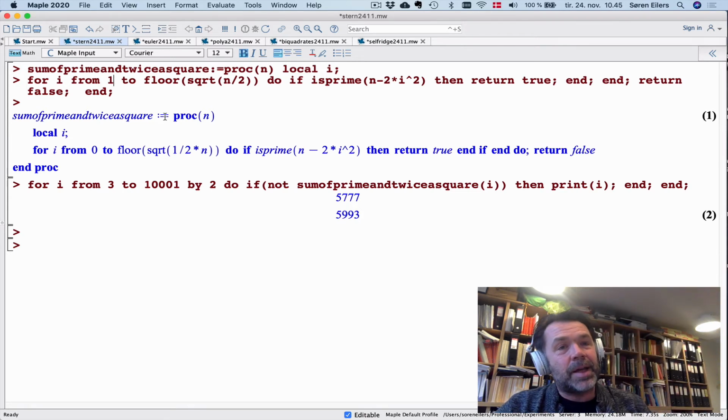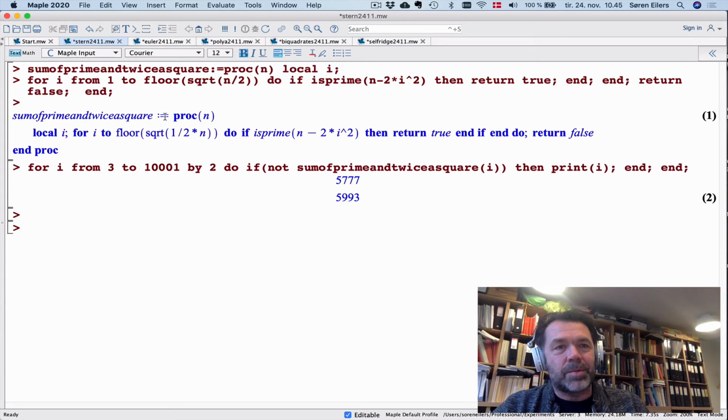So what I mean by that is that if you have a prime number, then that is not automatically qualified, because p is the same as p plus 2 times 0 squared. I want a non-trivial double square.